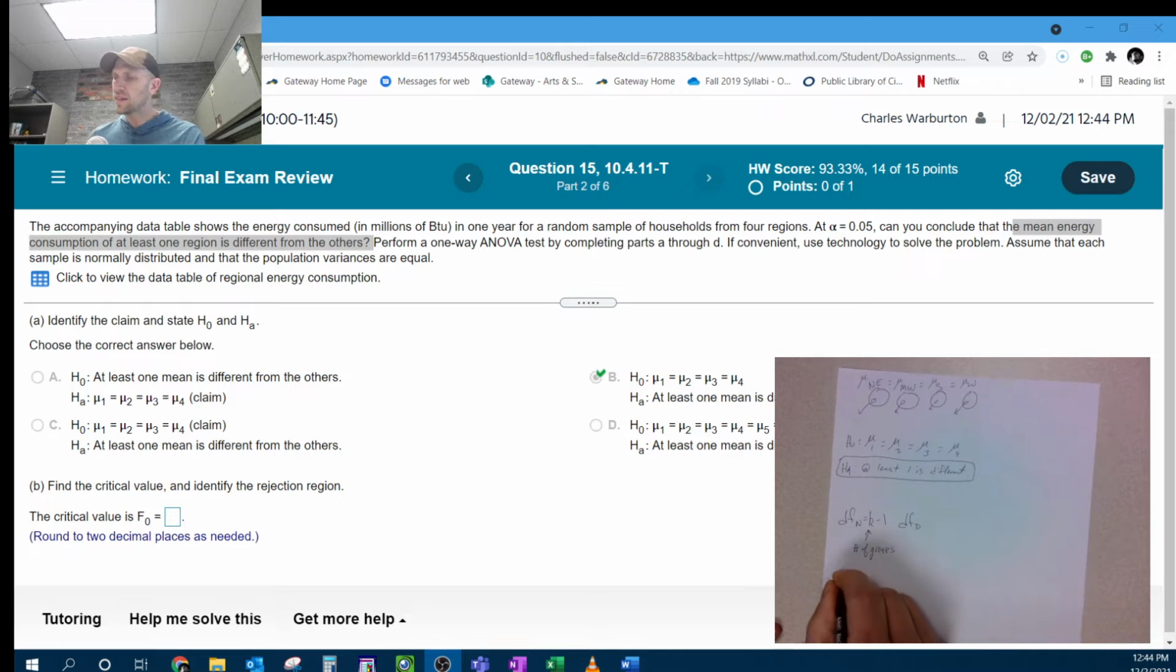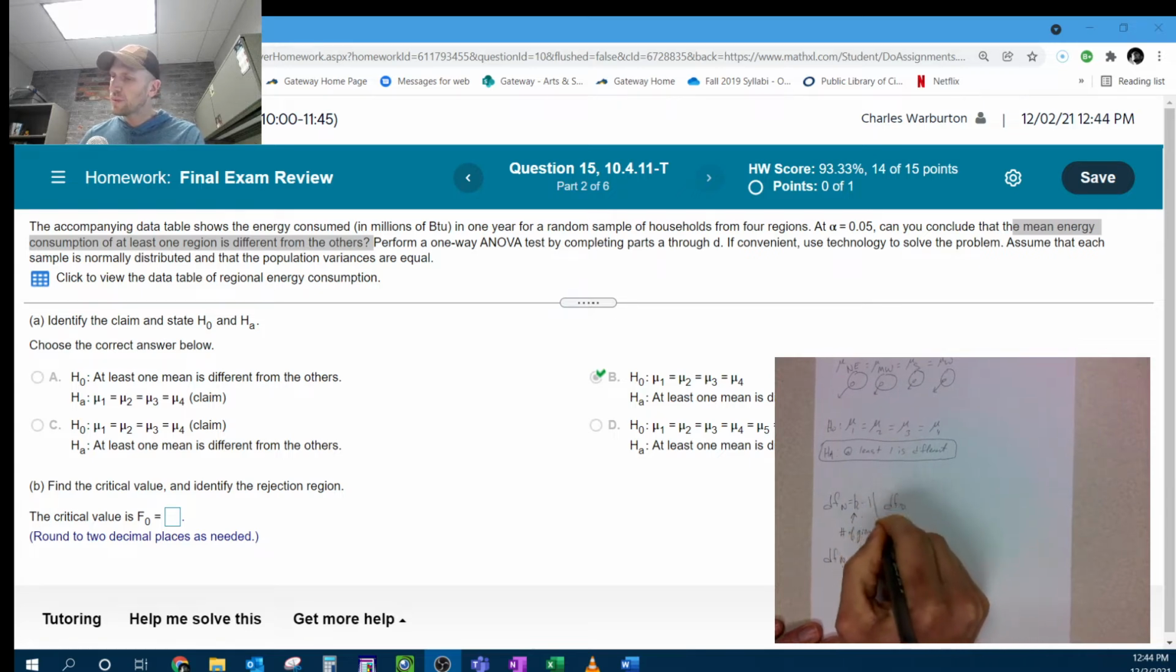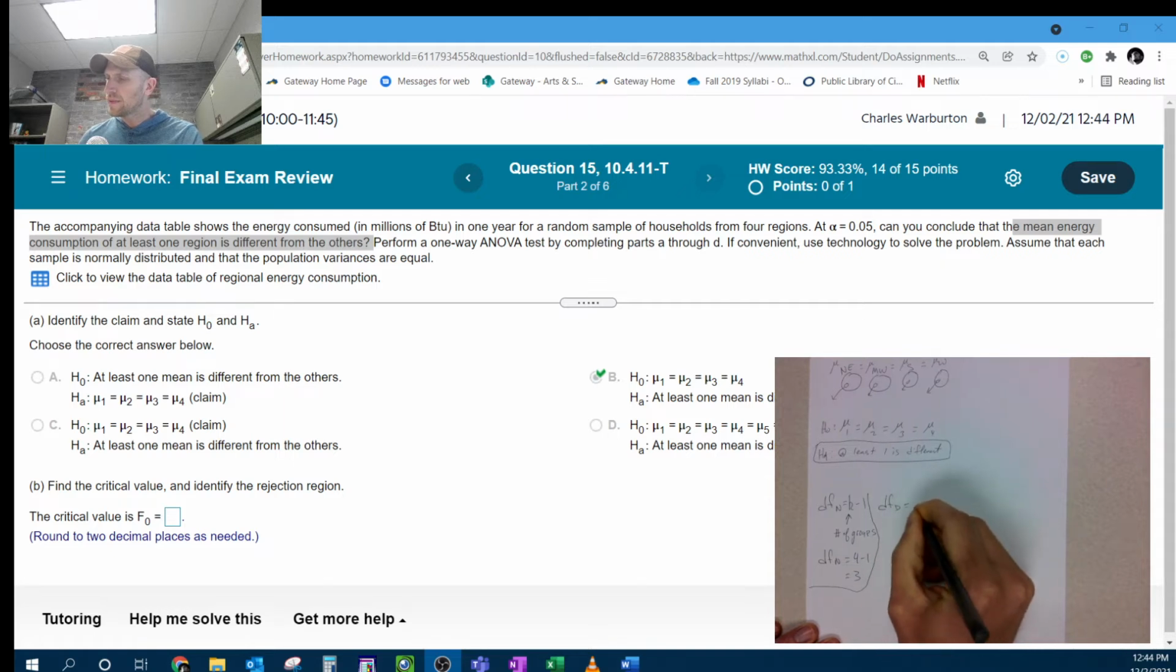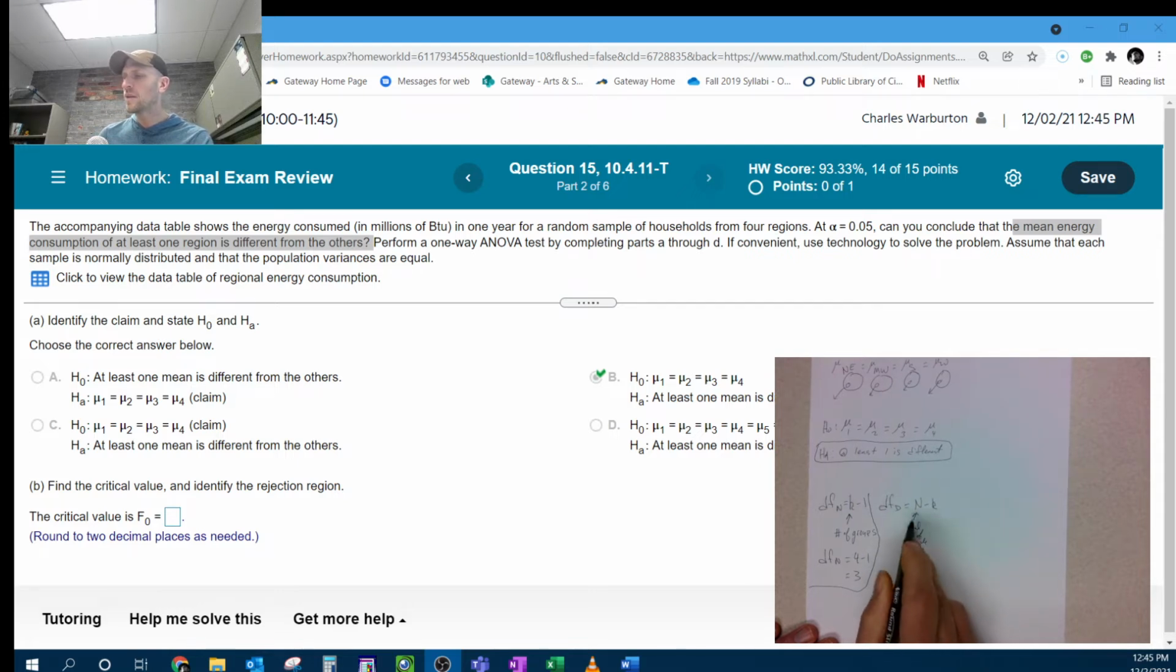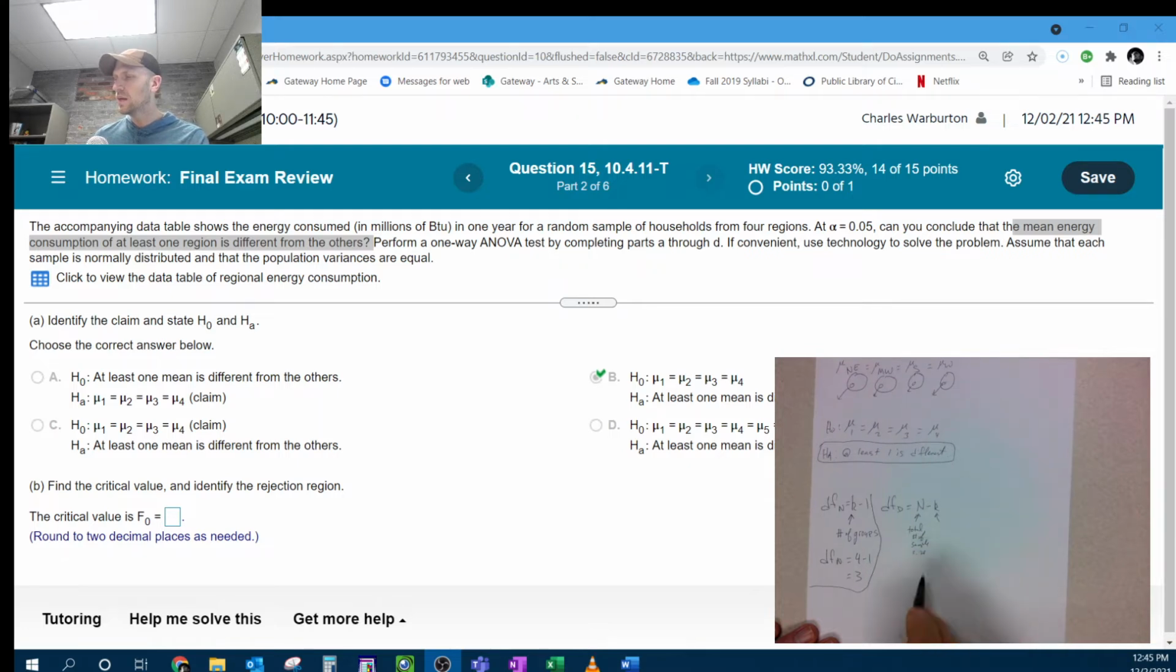So in this case, the degrees of freedom in the numerator is how many groups we got? We got 1, 2, 3, 4 groups. So that's 3 degrees of freedom in the numerator. The degrees of freedom in the denominator is capital N minus K. Well, what's capital N? That's the total sample size. So we take the sample size from each group and add them up to get the total. And then we know what K is, right? K is the number of groups.